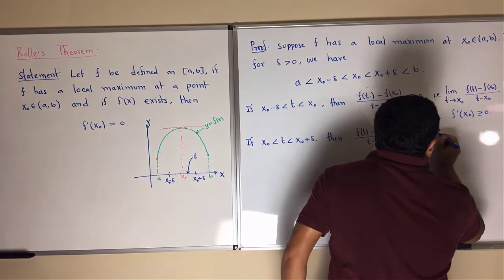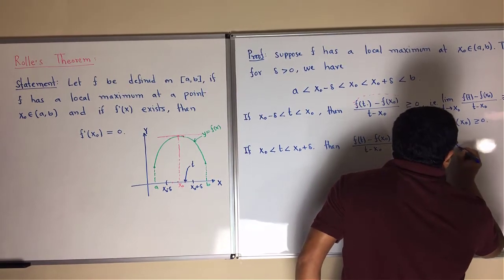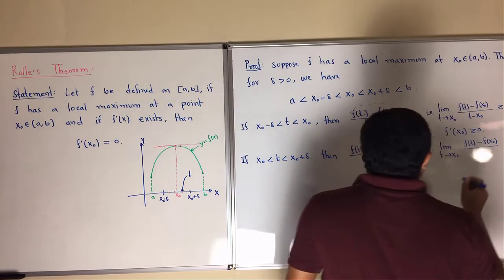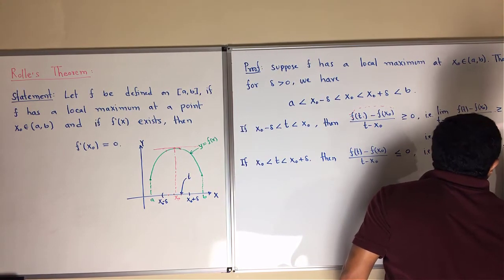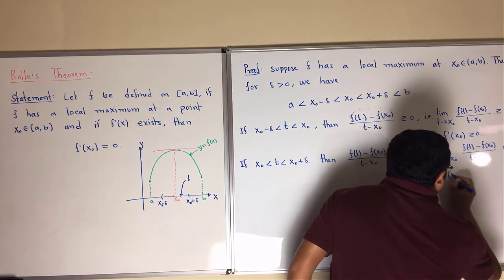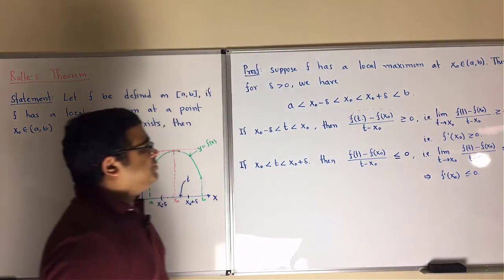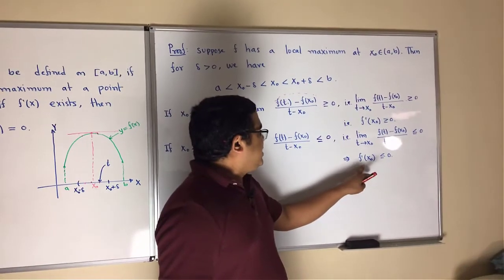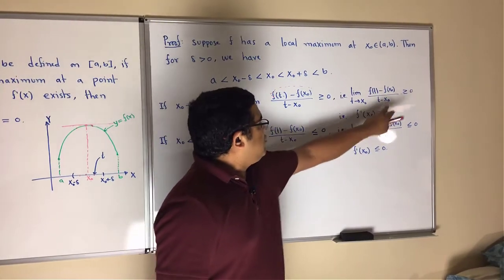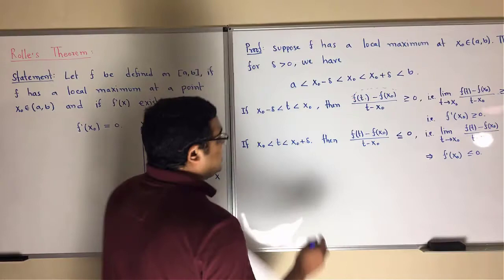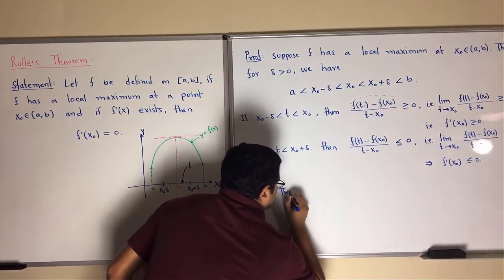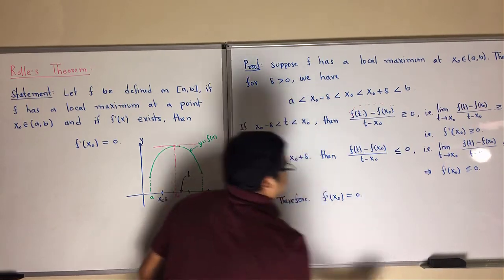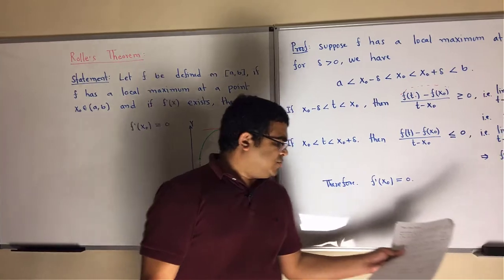Now if you take the limit as t approaches x0, (f(t) minus f(x0)) over (t minus x0) is less than or equal to 0. This implies f'(x0) is less than or equal to 0. So at x0 the first derivative is more than or equal to 0, and again the first derivative is less than or equal to 0. If you combine this one and that one, we can conclude that f'(x0) is 0. So this concludes the proof. Thanks for watching.